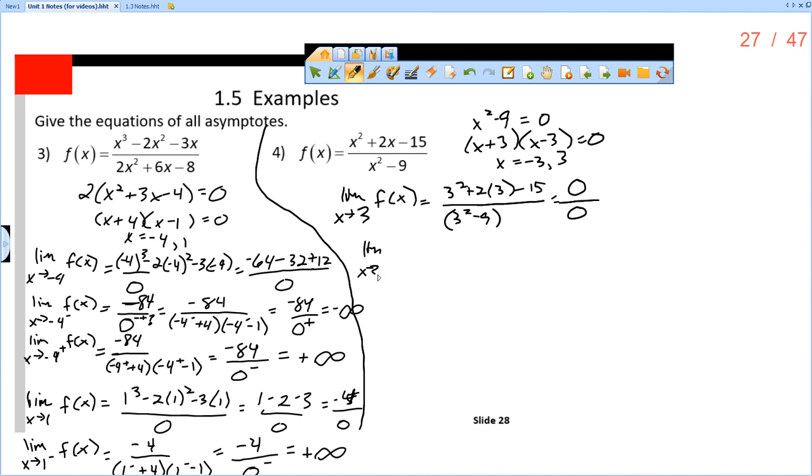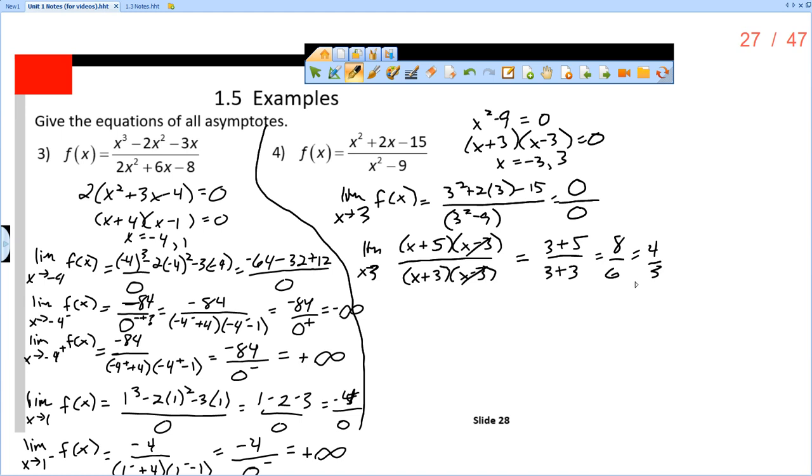So the limit as x approaches 3, and now I want to factor, right? So I can factor the numerator into x plus 5 times x minus 3, and the denominator factors into x plus 3 times x minus 3. And so x minus 3 reduces, and then we reevaluate. So we get 3 plus 5 divided by 3 plus 3. And so I get 8 divided by 6, or 4/3.